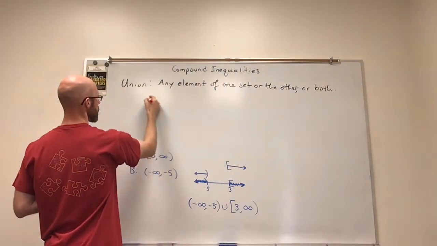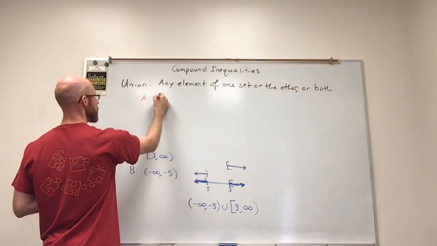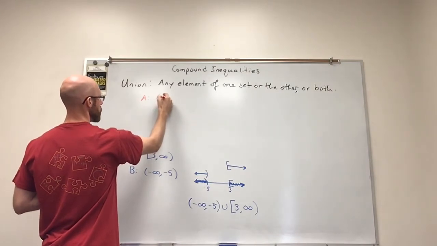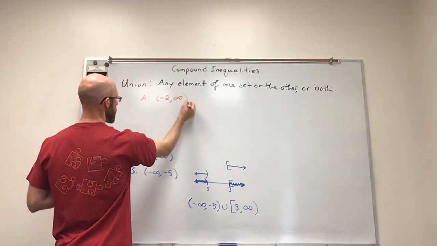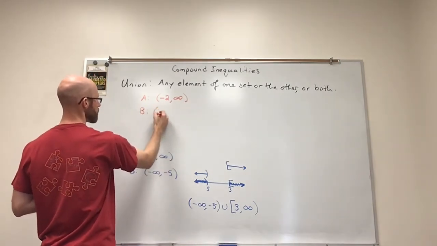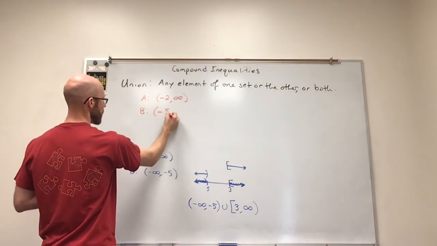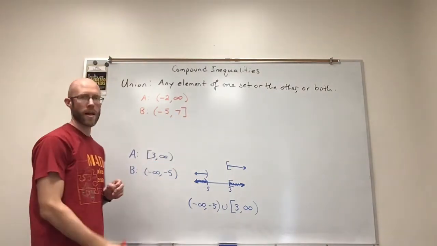Something like, if my interval A was from -2 to infinity, and interval B was from -5 to 7, something like that.